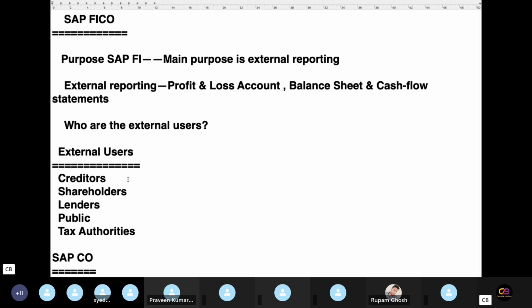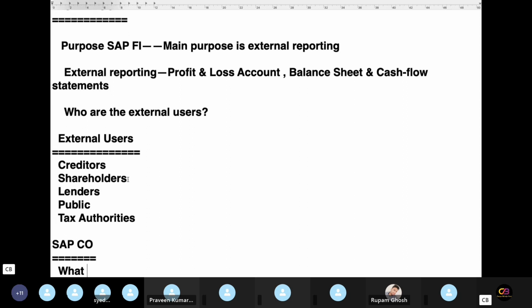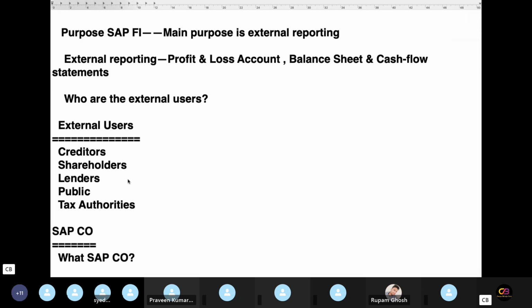Now the second point is, what is CO? SAP CO. Tell me, what is SAP CO? Anyone? What is the main purpose of SAP CO? Internal reporting, sir. Okay.